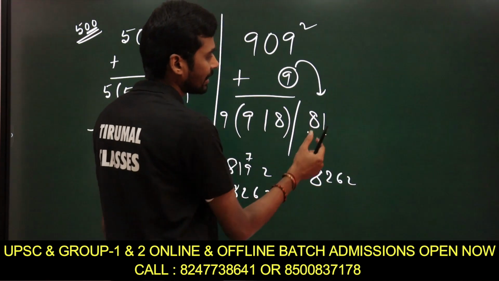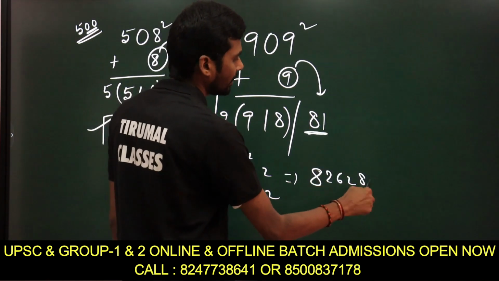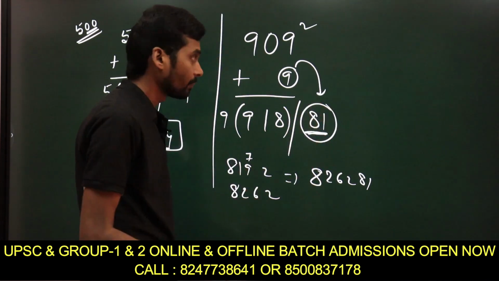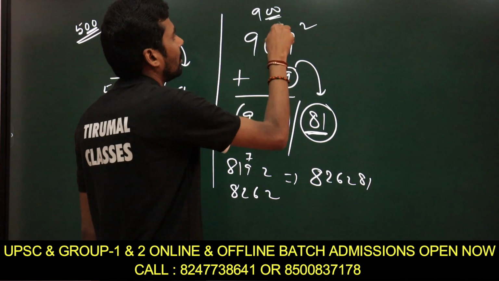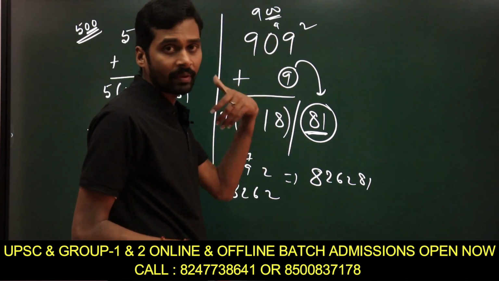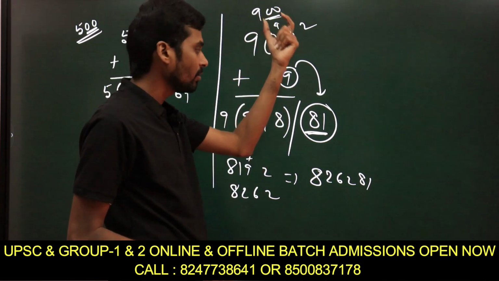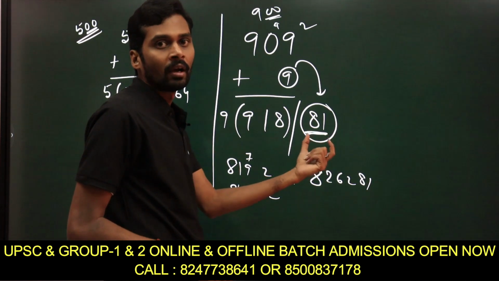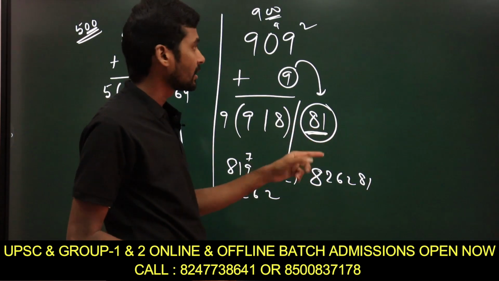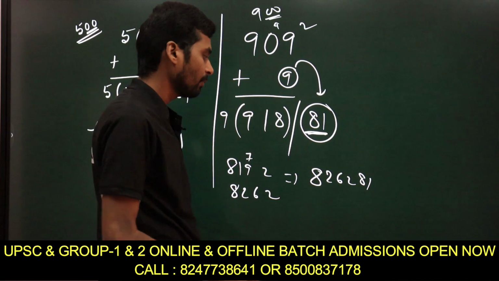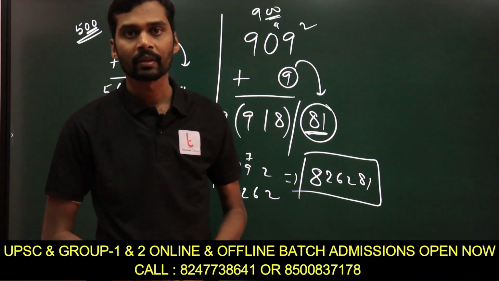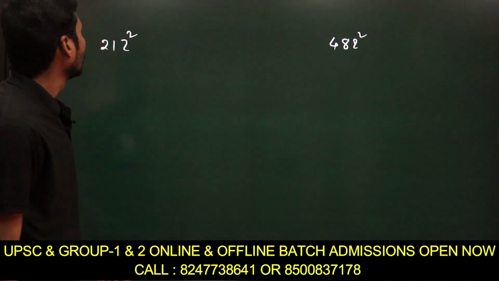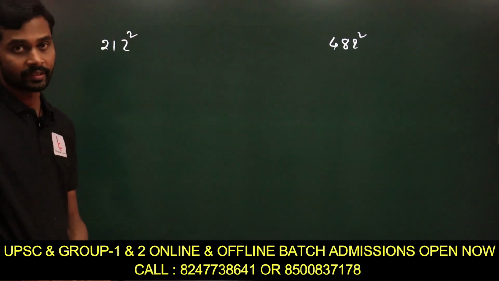8262, and the next two digits are 81. You always need to check the right side part. The number of zeros in the base value and the number of digits on the right side of the final answer must be the same. Since I have two digits, I don't have any problem. So the final answer is 826281. Clear?